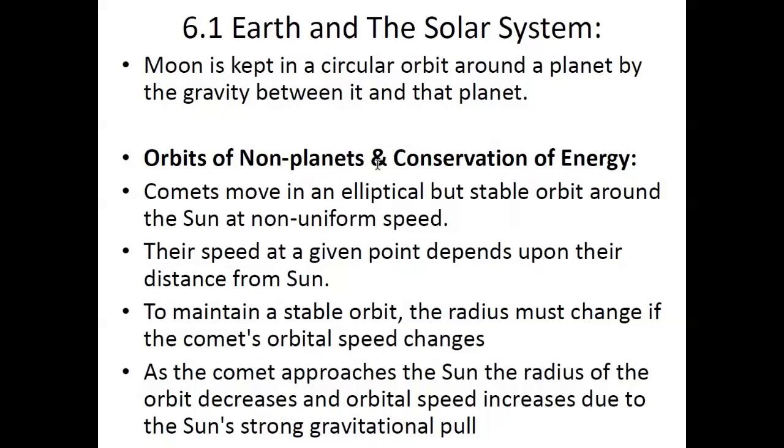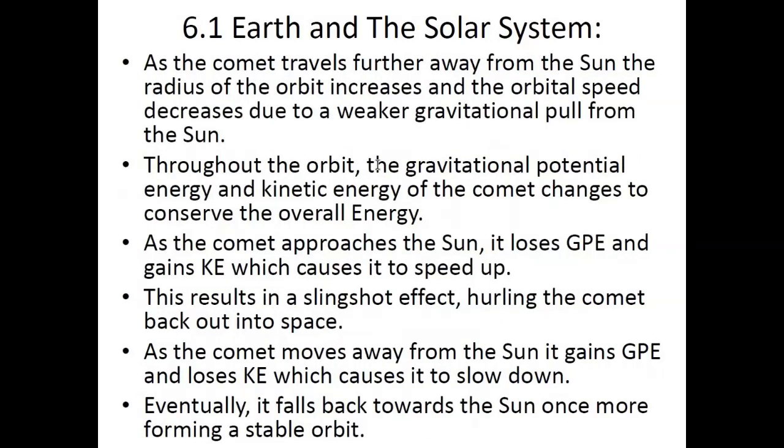due to the Sun's strong gravitational pull. As the comet travels further away from the Sun, the radius of the orbit increases and its speed decreases due to a weaker gravitational pull from the Sun. Throughout the orbit, the gravitational potential energy and kinetic energy of the comet change to conserve the overall energy involved. As you know, energy cannot be created nor destroyed, but it can change from one form to another. Plus, inside any stable system, the overall energy conservation has to be preserved.